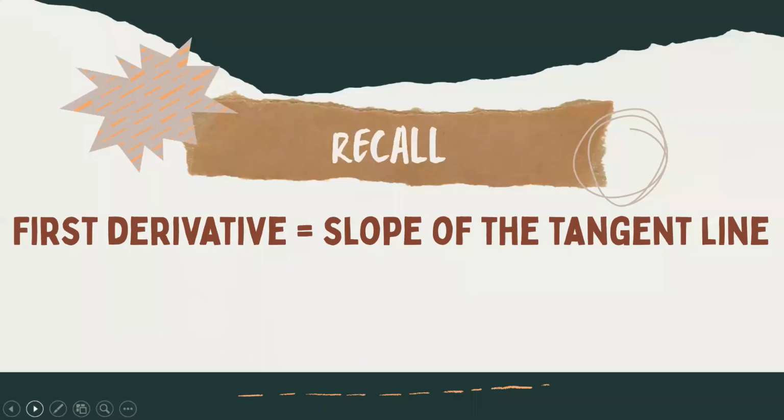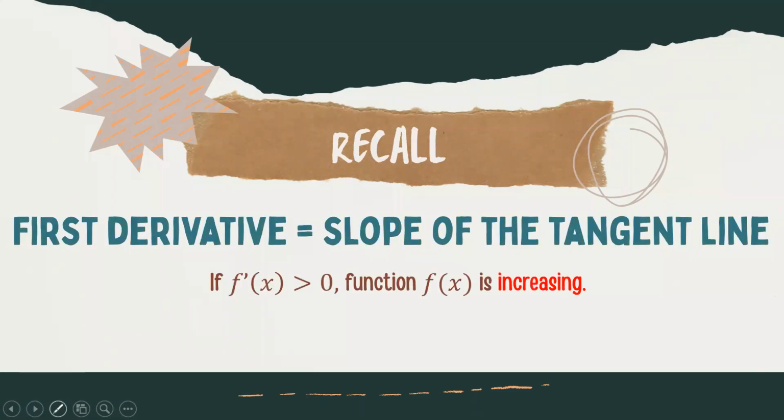So first step natin, recall muna natin that the first derivative of the function is equal to the slope of the tangent line. So sabihin na natin kung slope siya ng tangent line, if f prime of x, that first derivative is positive, ito yun. If the first derivative is positive, since this refers to the slope of the tangent line, pag ganun yung direction ng slope. So that's why the function f of x is increasing.